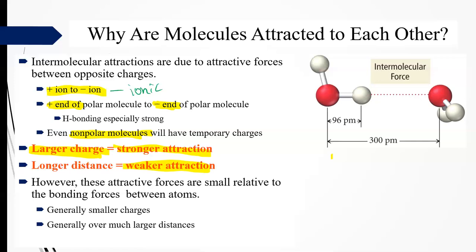Now, overall, these intermolecular forces are going to be much, much smaller than our bonds. Those covalent bonds, those ionic bonds between the atoms, are going to be much stronger than these intermolecular forces.